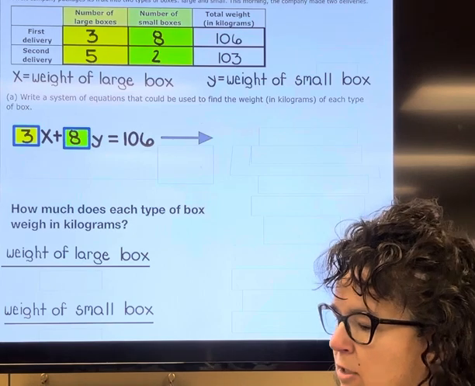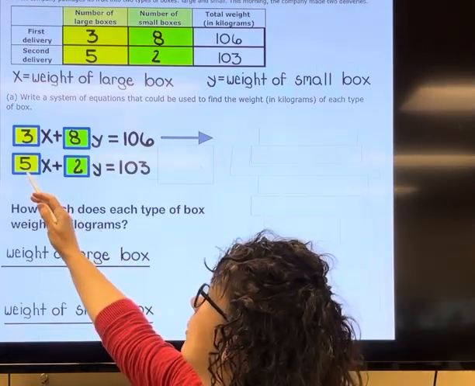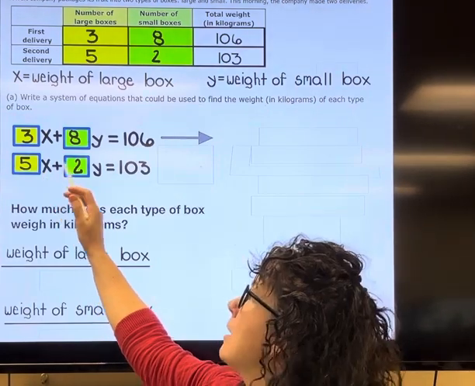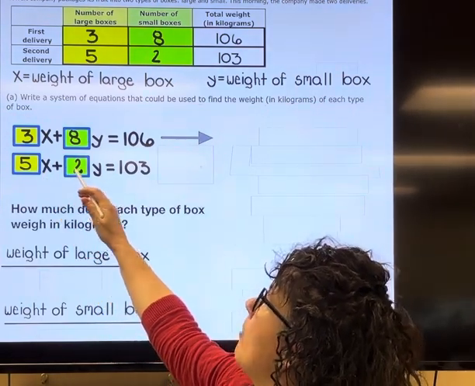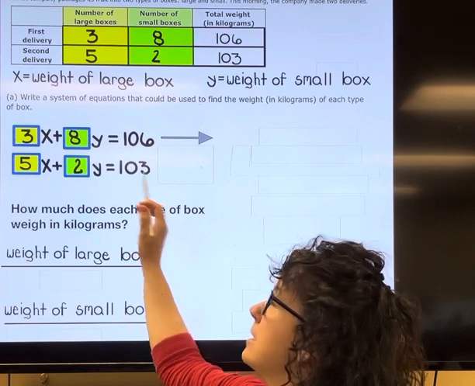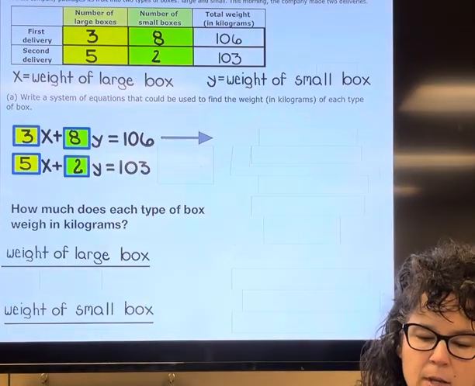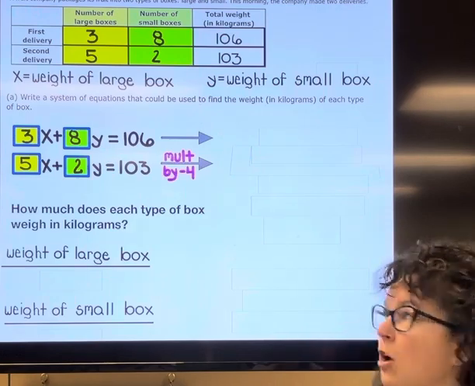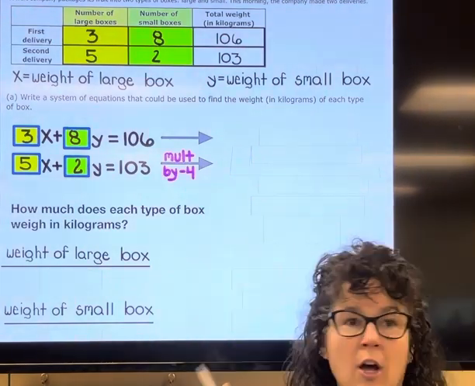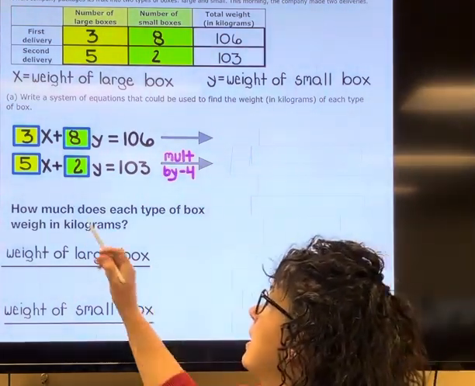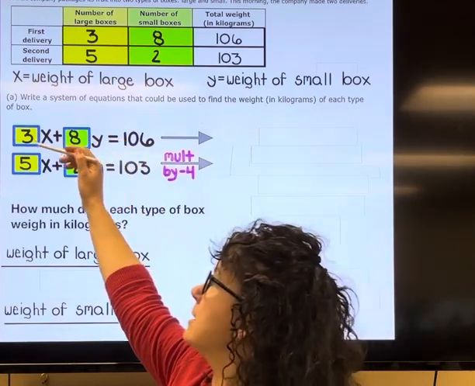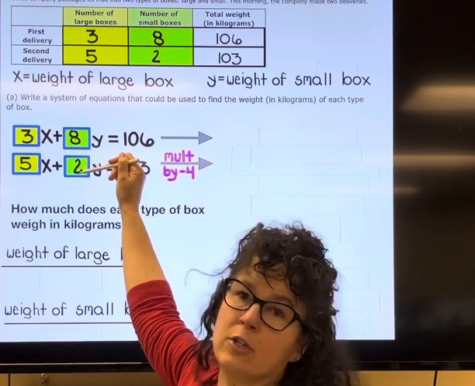Okay, and then the next one, similarly, we have 5 of the large boxes times the weight of a large box plus 2 small boxes times the weight of a small box is 103. This particular one, I'm going to use elimination method to solve, since one of the variables doesn't start off being by itself. In elimination method, we want to force these numbers to be opposites, either the 3 and the 5 or the 8 and the 2.